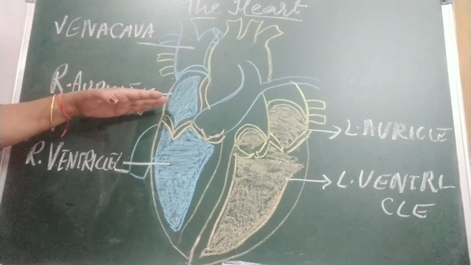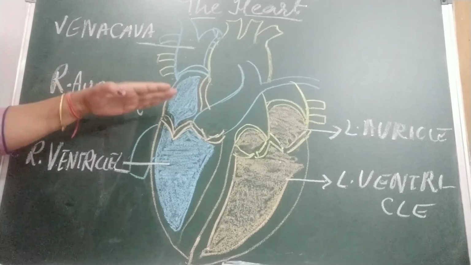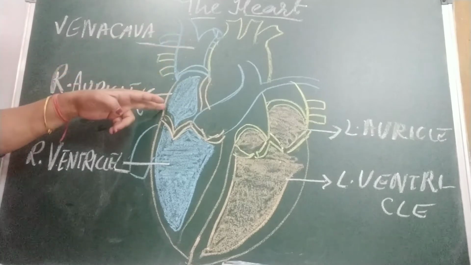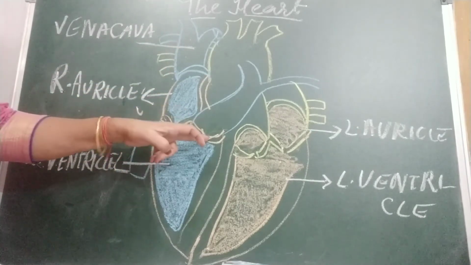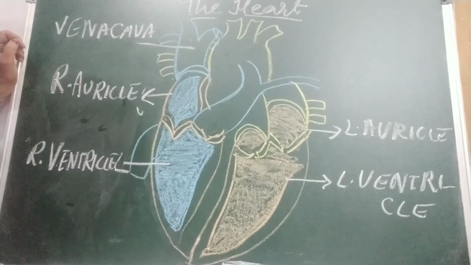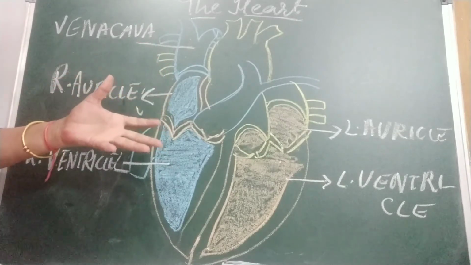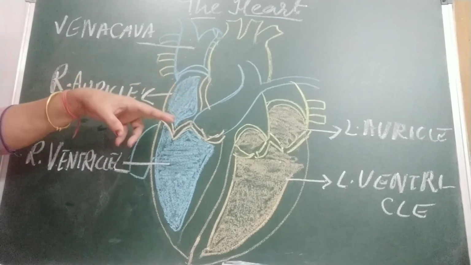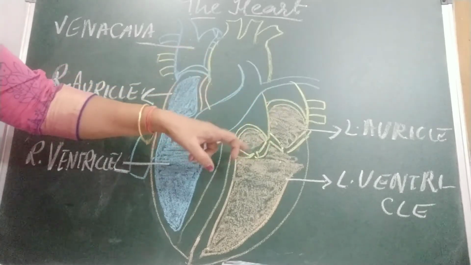Deoxygenated blood means without oxygen, from all parts of the body through the main vein. This blood is pumped into the right ventricle. There are two valves. This orange color you are seeing, the valves. You know, why does the heartbeat take place? When the upper part is squeezed, this valve opens.